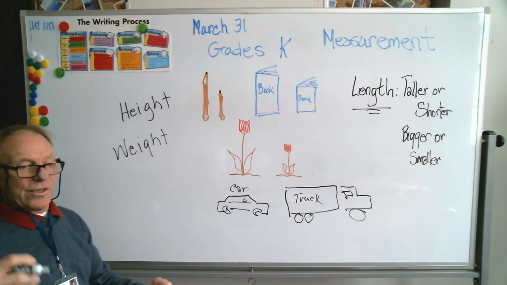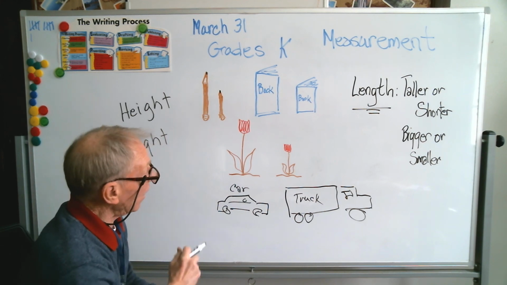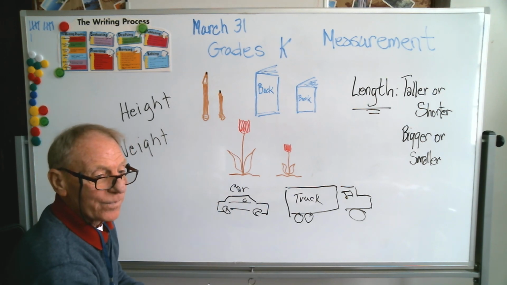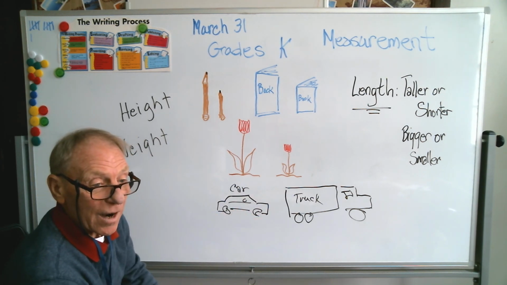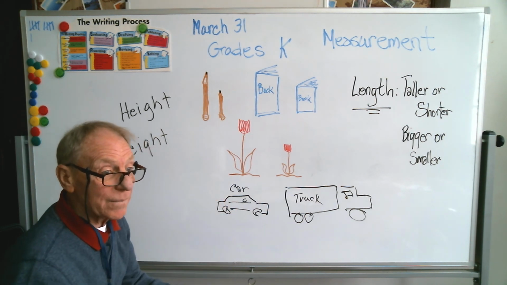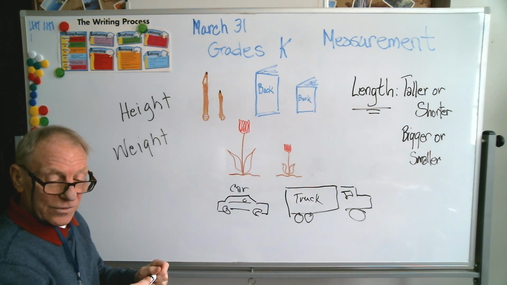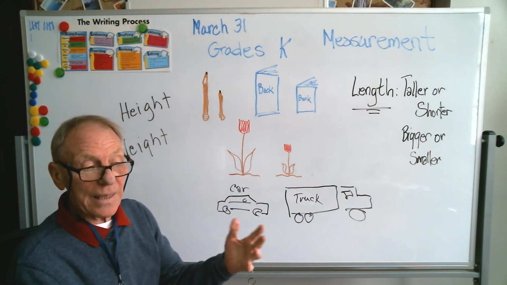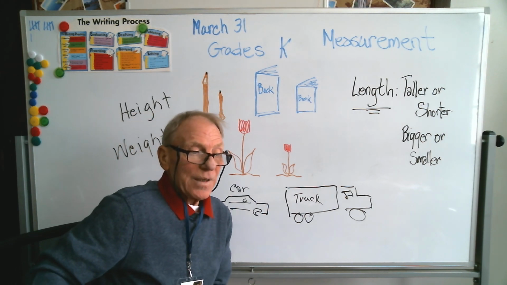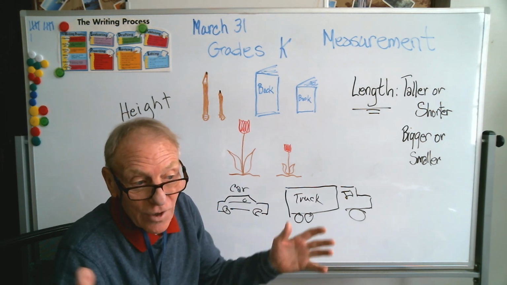Now, how easy is it for you to figure out that that truck is larger than that car? The truck is also longer than the car. The truck is also higher than the car. And I'll just bet you that that truck weighs a whole lot more than that car weighs. And so, in its simplest form, these are ways that we begin to measure things. We can measure them just by looking at them and determine if they're taller, shorter, longer, smaller, heavier, lighter.